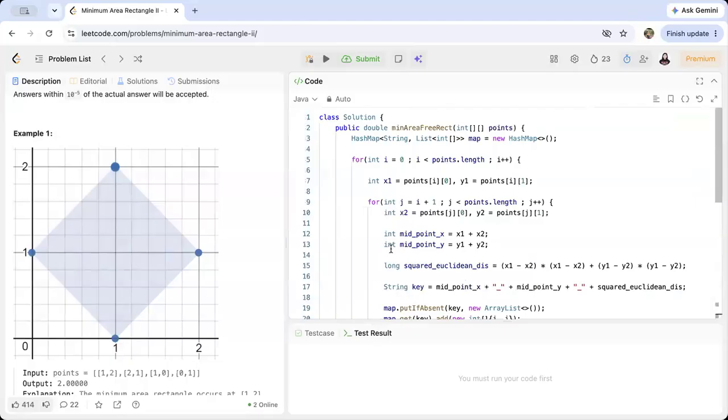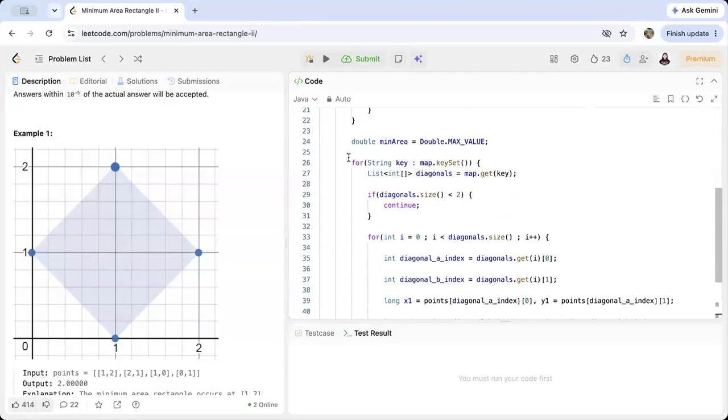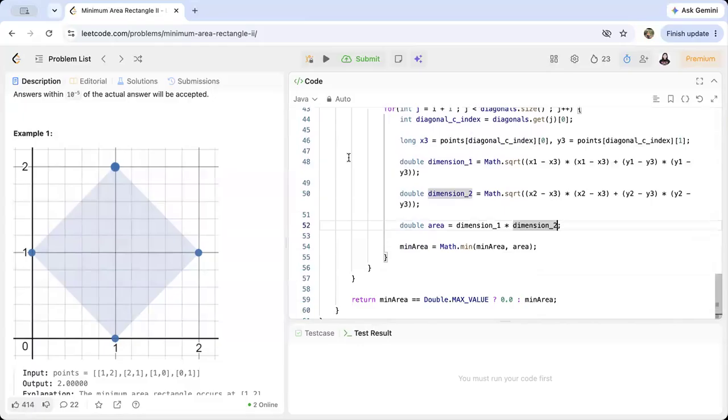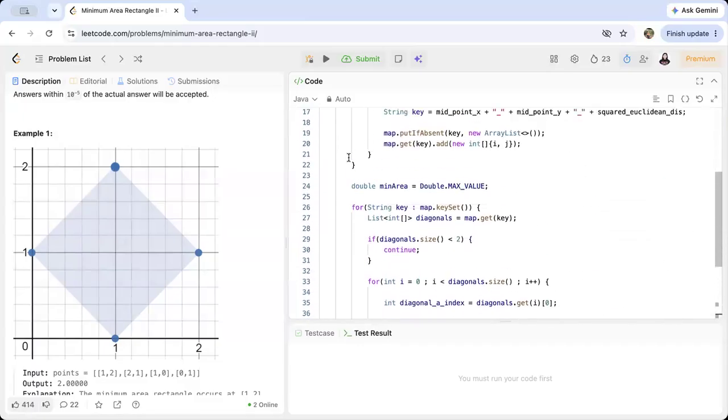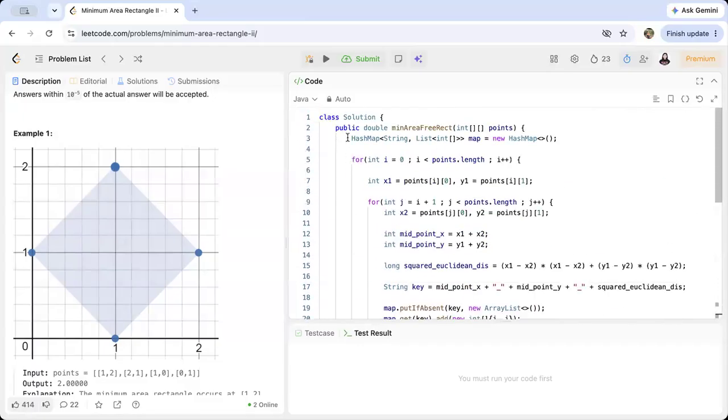And coming to the time and space complexity, our time complexity is big O of n square, where n is the number of points. Why? Because we have used a nested for loop. And coming to the space complexity, our space complexity is big O of n square. Why? Because we're storing the pairs of points.